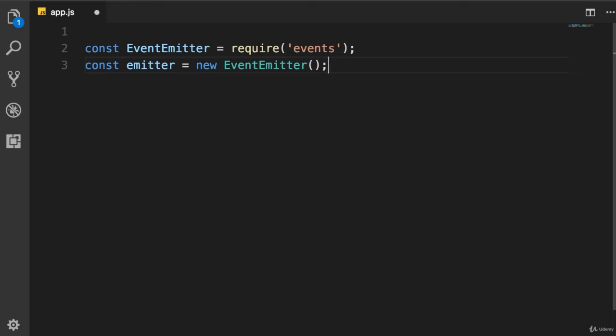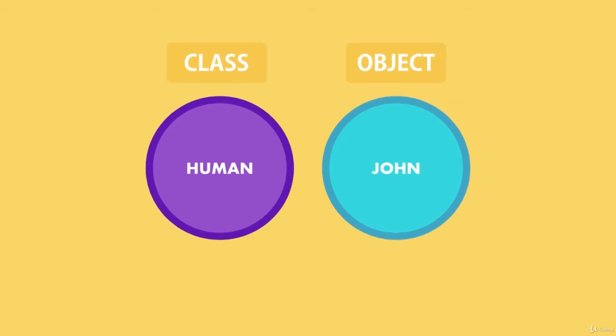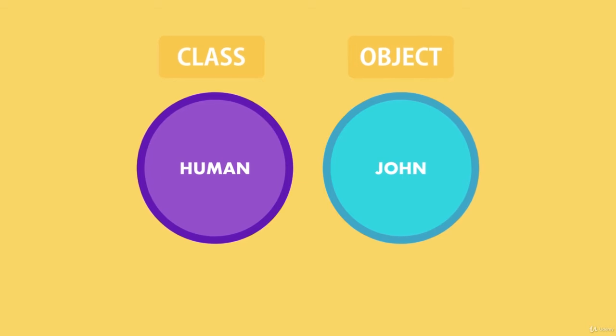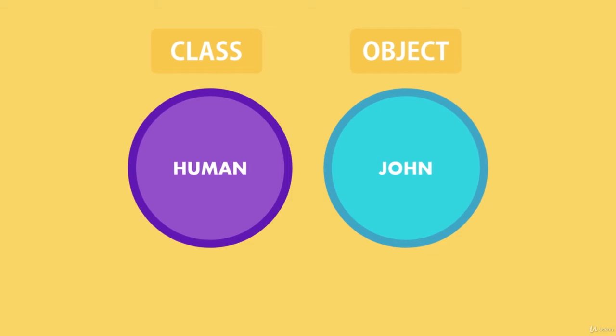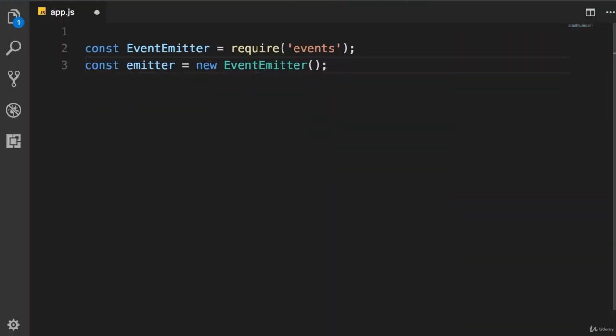In case you don't know the difference between a class and an object, let me give you a metaphor. A class is like human, and an object is like an actual person, like John, Mary, and so on. So a class defines the properties and behavior of a concept, like a human, but an object is an actual instance of that class, okay? So here, this first EventEmitter is a class. It's a blueprint. It defines what an EventEmitter can do. But this second emitter is an actual object. This is the one that we're going to use in our application.